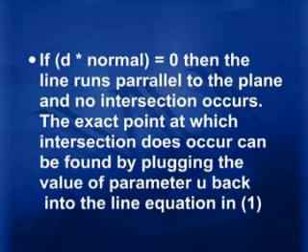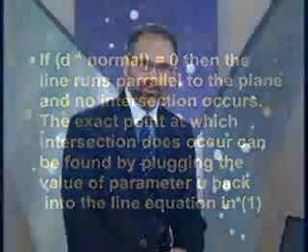The exact point at which intersection does occur can be found by plugging the value of parameter u back into the line equation in 1. We'll be making use of the line equation 1 to incorporate this u value, and if we are able to find a valid value, we would be able to tell that, of course, they are intersecting with each other. And this would be the point that would be used to decide what part of that polygon is to be displayed or kept visible and what part is to be kept hidden.